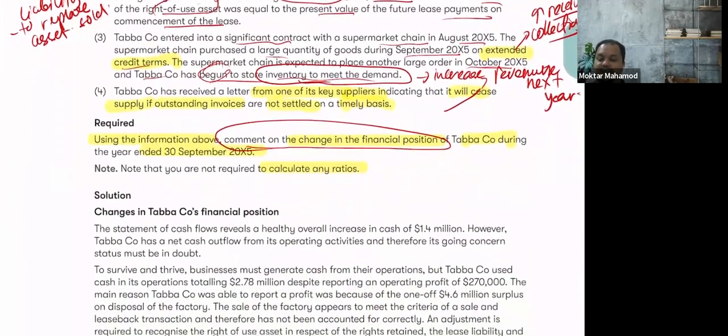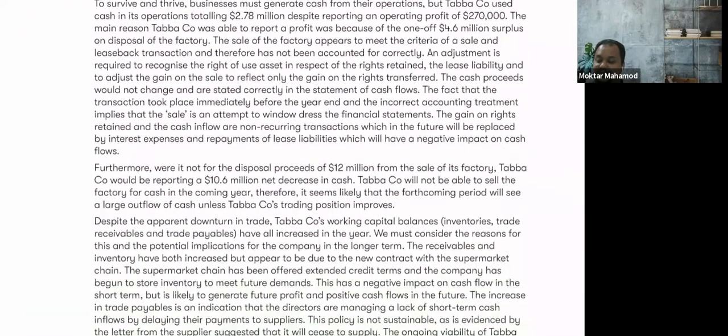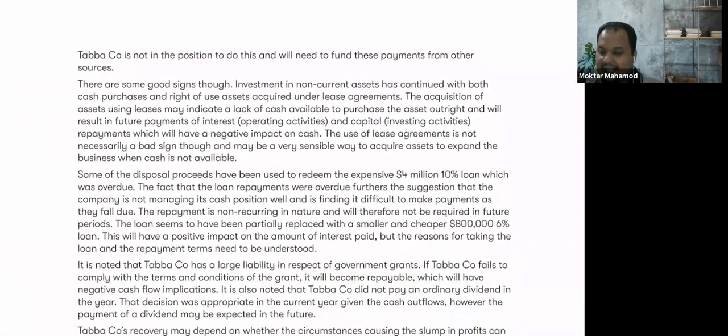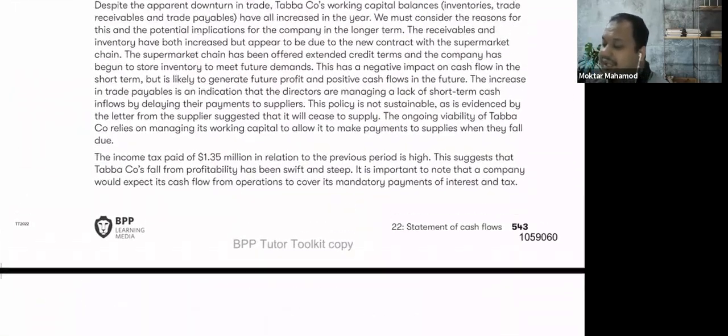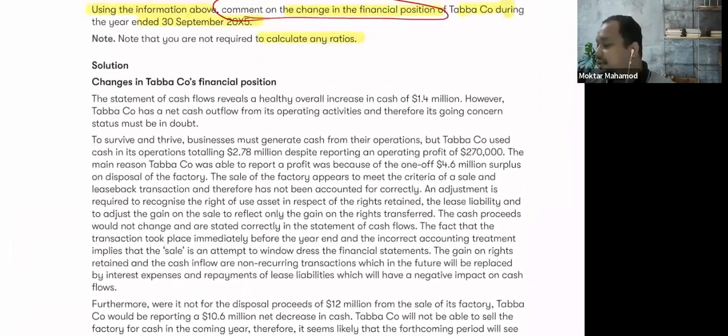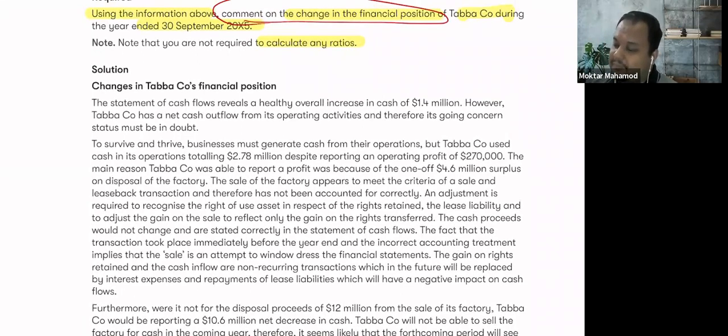So what we need to do is that walaupun dia ada statement yang panjang macam ni, yes. Untuk buat statement ni dia takkan, kalau 8 markah dia takkan buat 12 minit, and there will be long period of time. Apa yang I nak you buat, it will be your homework. Untuk kita buat sikit, ya. Kita analyze dulu apa yang information given ni, the statement cash flow reveal healthy overall increase in cash 1.4 million. However, Taba company has net cash flow. Maksudnya dia comment on overall performance. So dekat tepi tu.